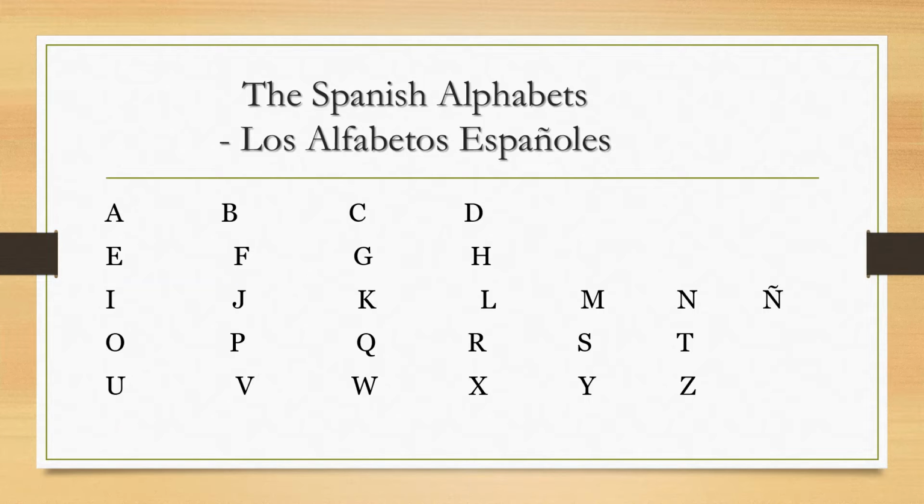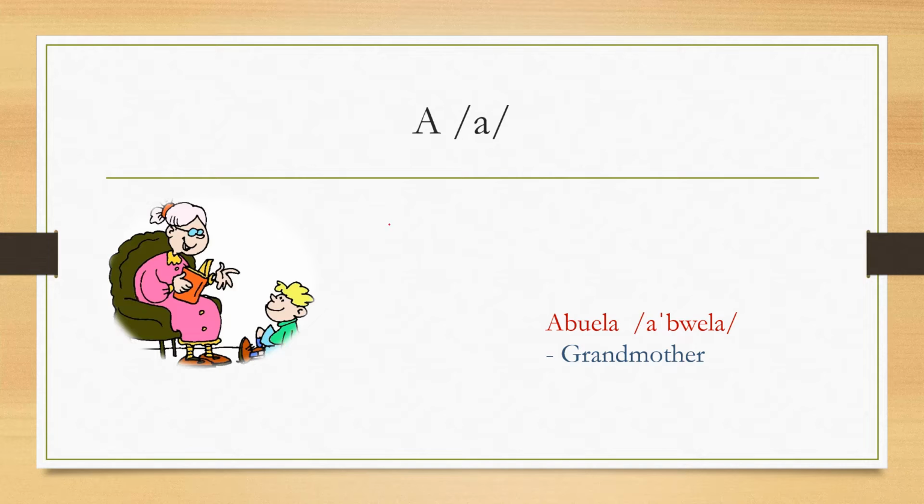We are going to learn the correct pronunciation of the Spanish alphabet. The first is A, and here is its IPA transliteration. A is always A, so in abuela, both the A's are pronounced exactly the same. Other words with A are Ana, amarillo, agua.